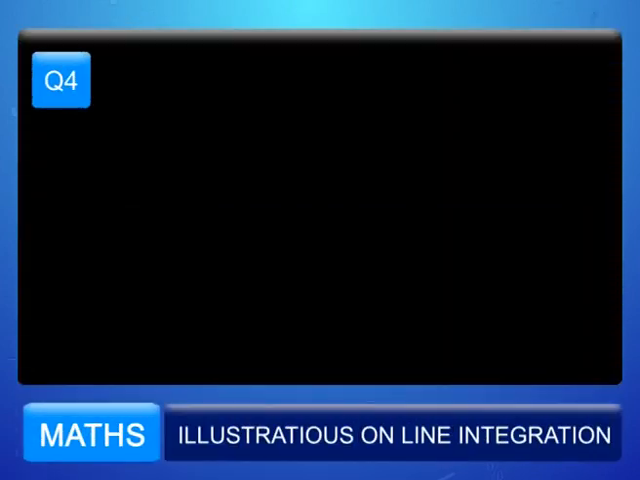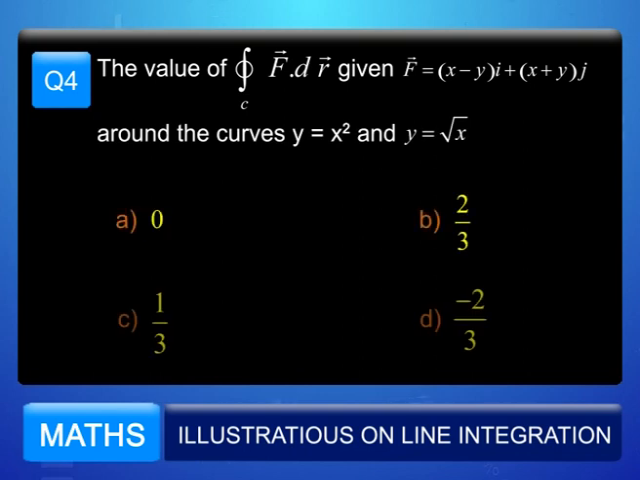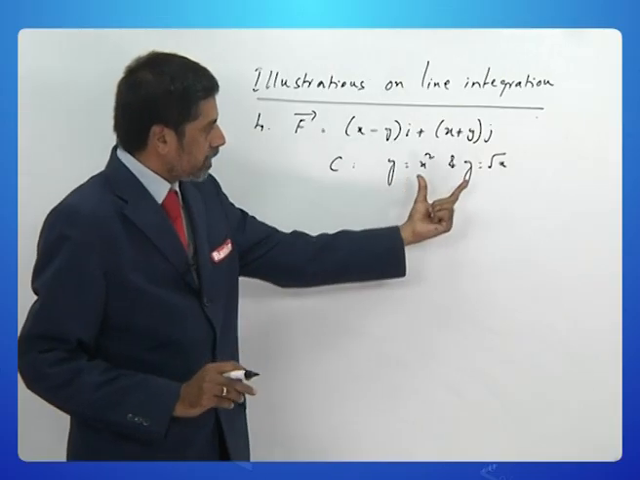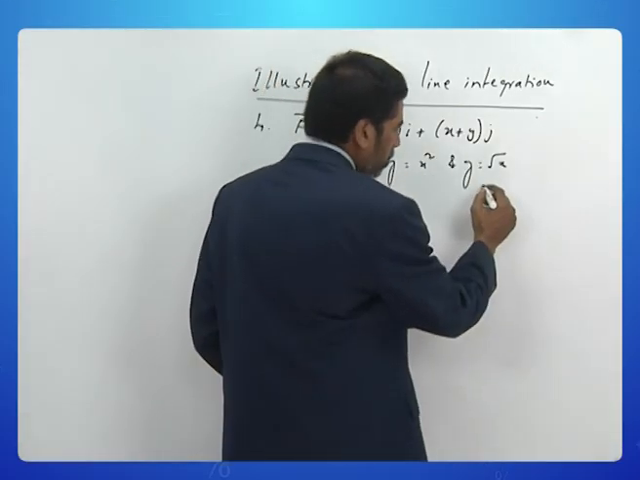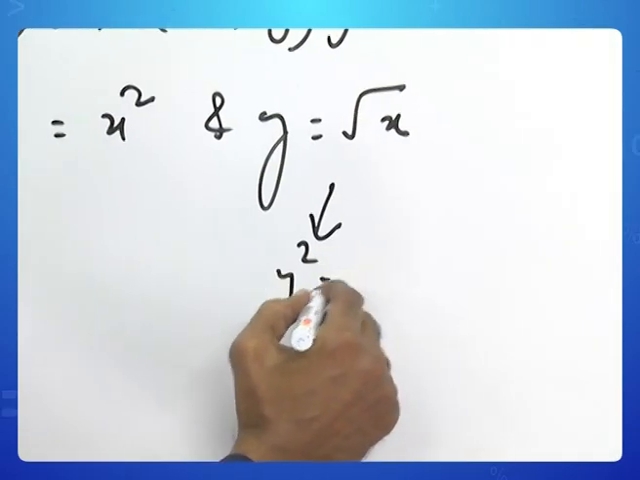Question number 4. What is the value of the integral F dot dr over C, where C this time is a closed curve, given F is equal to (x minus y) i plus (x plus y) j, around the curves y is equal to x square and y is equal to root x. So first we trace these two curves. Remember, this is also a parabola.